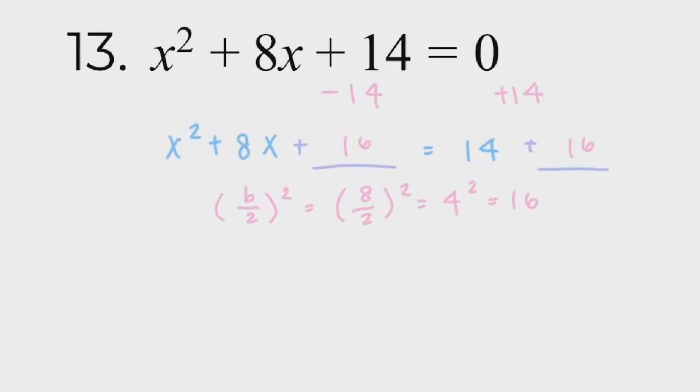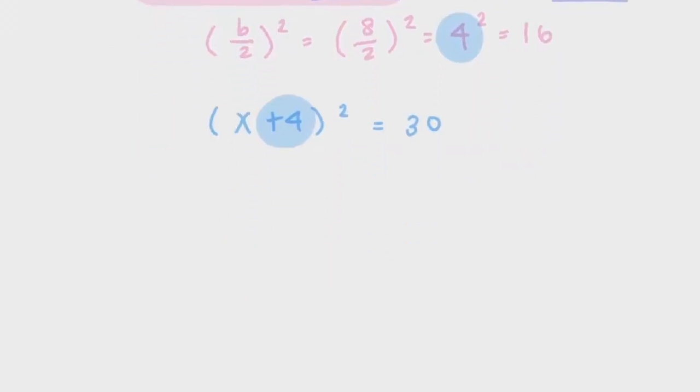So now this part here is a perfect square trinomial. And this will factor into x plus 4 squared. This number, the 4, or the plus 4, is always going to match the number before we squared in the equation solving for c. So x plus 4 squared is going to equal 30, since 14 plus 16 is 30. And then to solve, we're going to square root both sides.